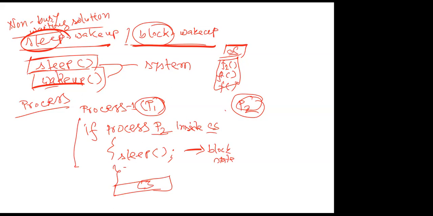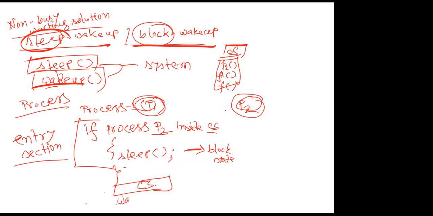These two lines of code are the entry section code for a critical section, and then the other is the exit section code. What is the exit section code? If process P1 completes its critical section, it will wake up the other process.